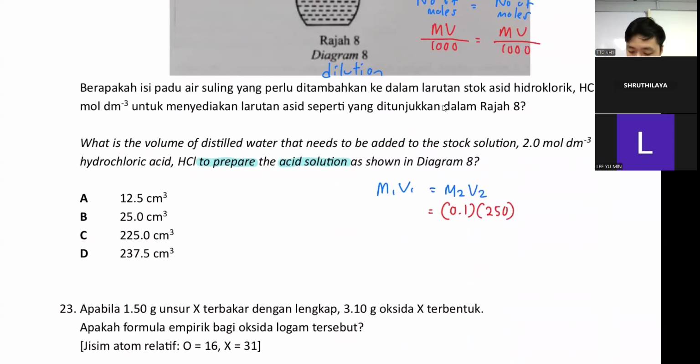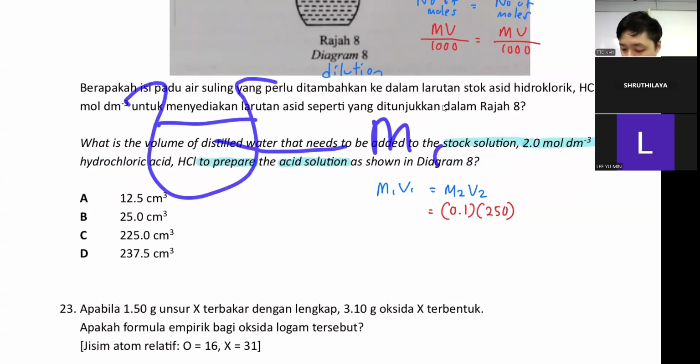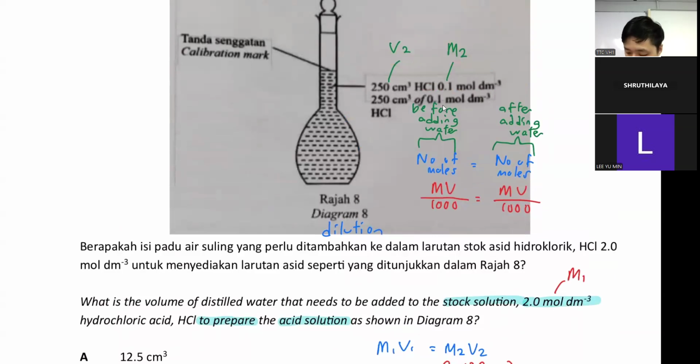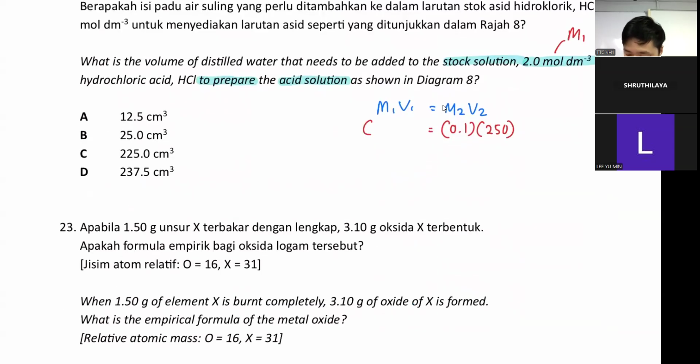Then they also give you 2.0 mol per cube stock solution. Stock solution means the beginning. The beginning, the stock solution, is M1. So M1 is 2.0, which means V1 is the one that you want to count. So how do we get V1? V1 is 0.1 times 250, move to the left side, become divide 2.0. So what do we get?